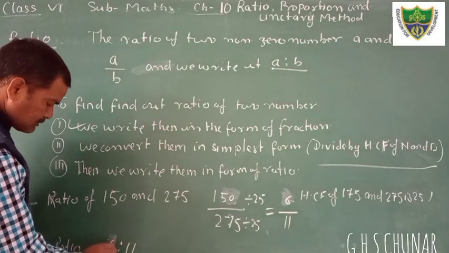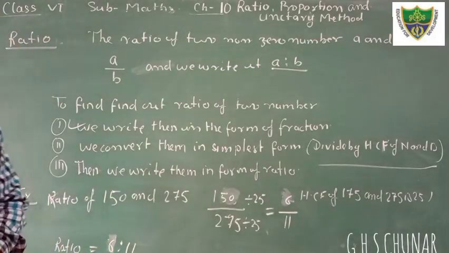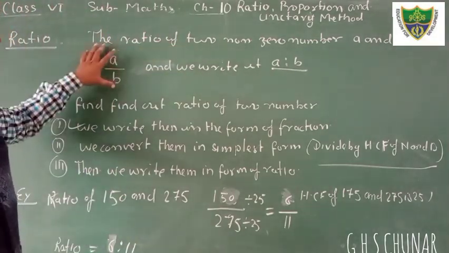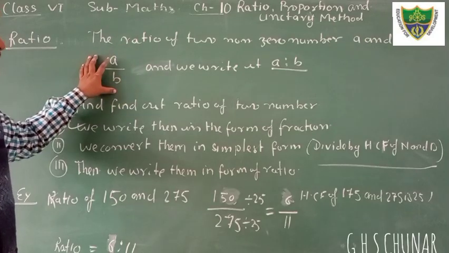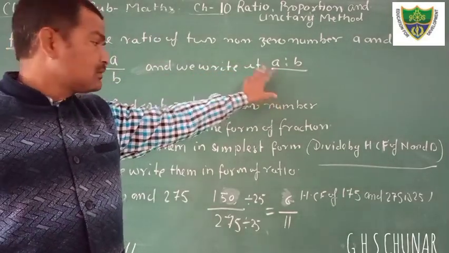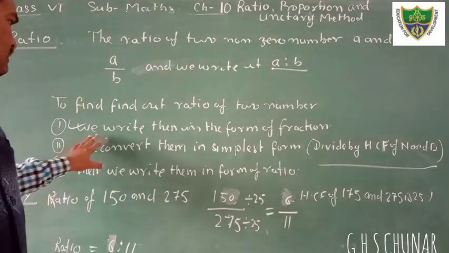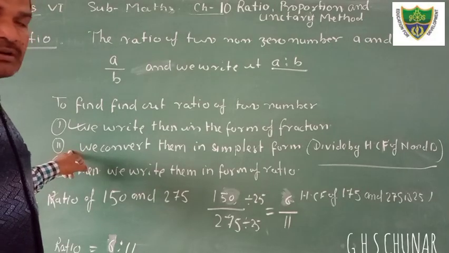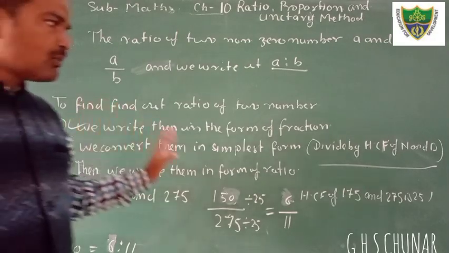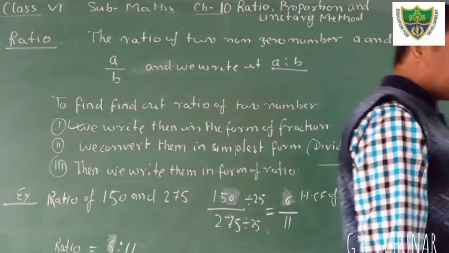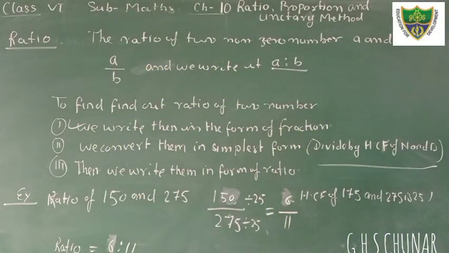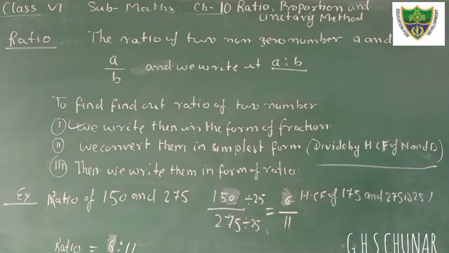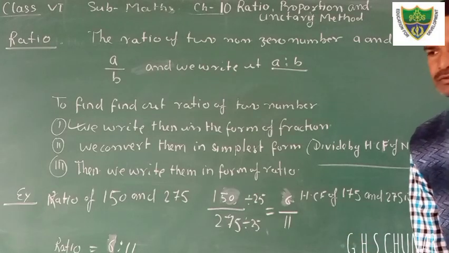Okay, so it is clear how we find the ratio of two numbers. To find the ratio of two non-zero numbers A and B, it is A upon B, and we write A ratio B. We write them in the form of a fraction, then convert into the simplest form by dividing by the HCF of numerator and denominator. Then we write them in the form of ratio. This is your example. You note it.